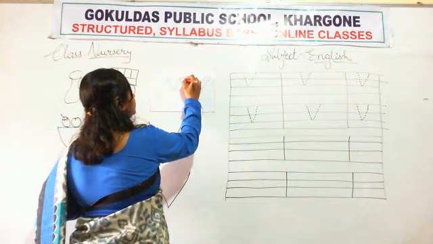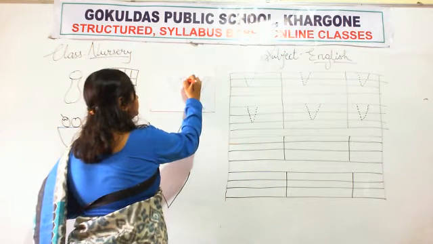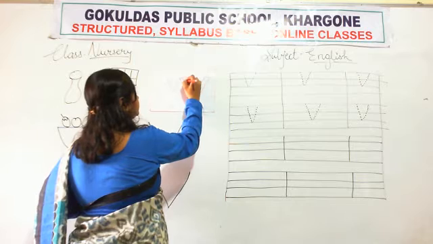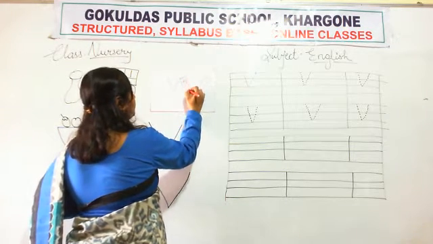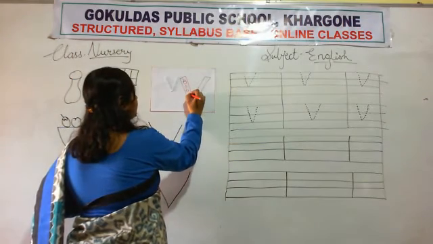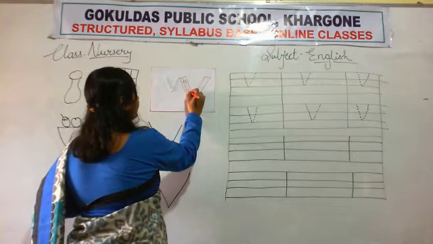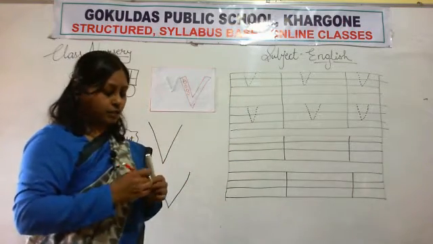Or you can draw the pictures also in letter V. You can draw brinjal. You can draw potato. You can draw onion. You can draw pumpkin. Okay, so many vegetables you can draw.